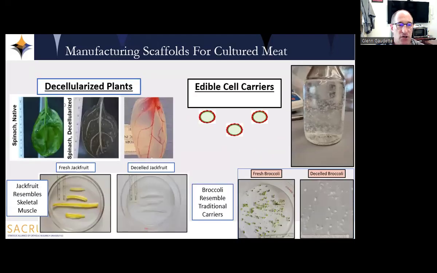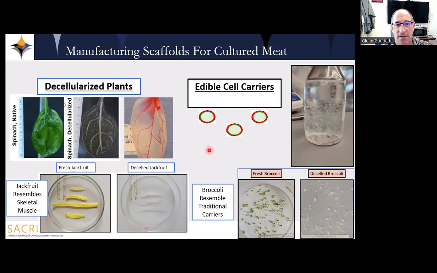But we don't have to just use spinach. We could also use different types of edible plants. We could use jackfruit, and so we decellularized jackfruit. One of the things that we often think about when we're growing cells is that we grow them in a bioreactor. They sometimes need to spin around, and we need to use different carriers for the cells.